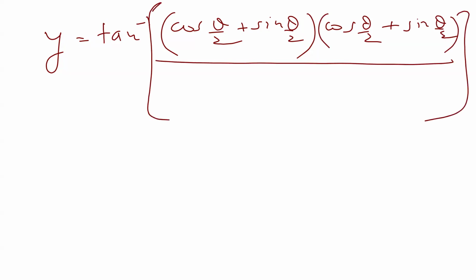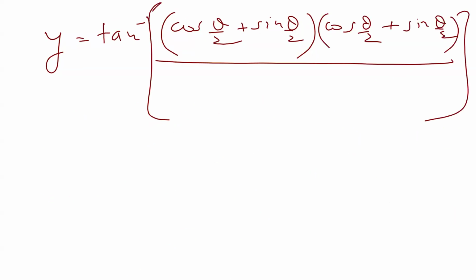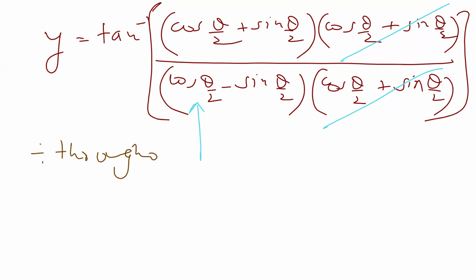So a is nothing but, I'll show you what is a. A is cos theta by 2, b is sin theta by 2. So a minus b, a plus b. So cos theta by 2 minus sin theta by 2 into cos theta by 2 plus sin theta by 2. Okay, so this and this will get cancelled. Now this thing, cos theta by 2. We'll make this particular value 1 by dividing throughout by cos theta by 2 with the same value.